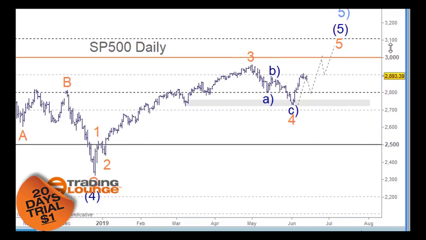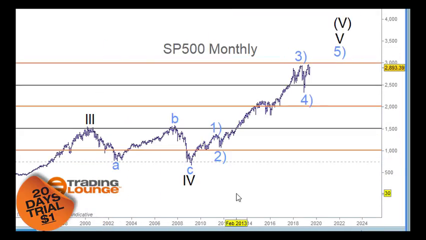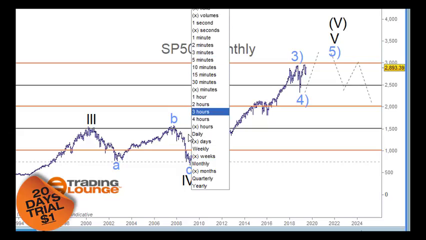Just on the bigger picture, I think I've labeled it a little bit differently, but from the tech top over here, there's an A and a B and a C for wave 4, and then 1 and 2 and 3 and 4 and 5 up here. It's labeled a little bit differently in a different degree of structure, but still the same. We're just looking for that last push up through here of 5 waves, and then we'll have a pretty serious top after that. So, one step at a time.